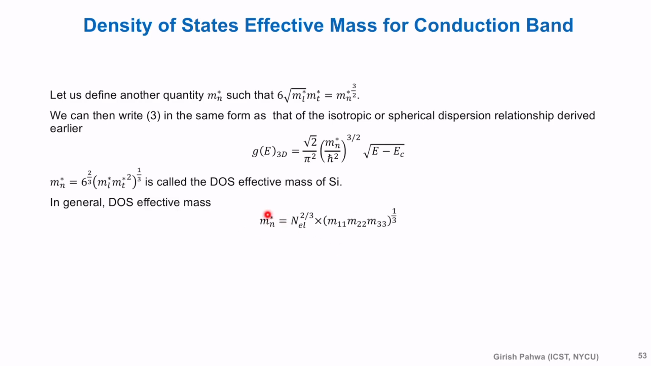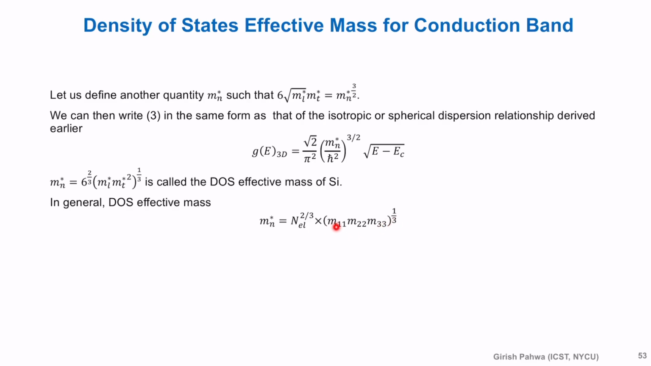So in general, this m_n*, the density of states effective mass, can be given by this formula. N_EL is the number of ellipsoid surfaces which are lying in the first Brillouin zone, to the power 2/3. For example, in case of silicon, it is 6 to the power 2/3. And then you have m11 into m22 into m33. Oh, I forgot to put stars here, so you can correct that. m11* into m22* into m33* to the power 1/3.